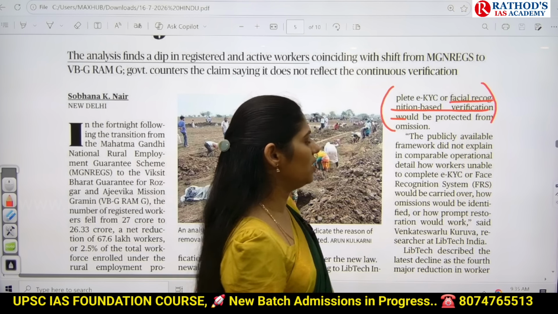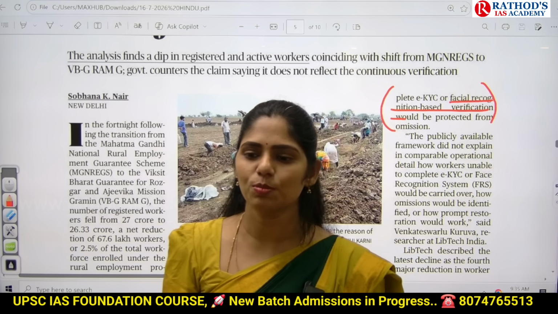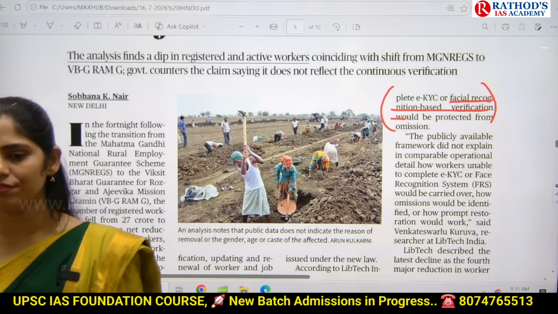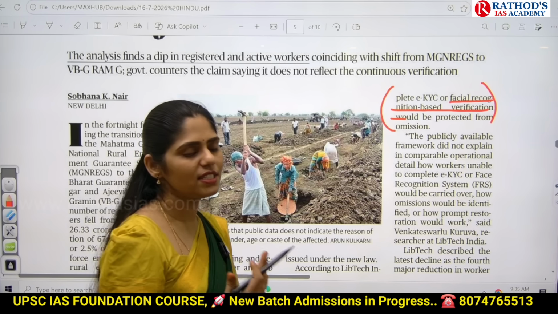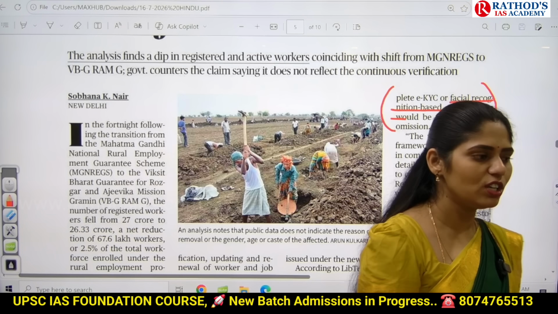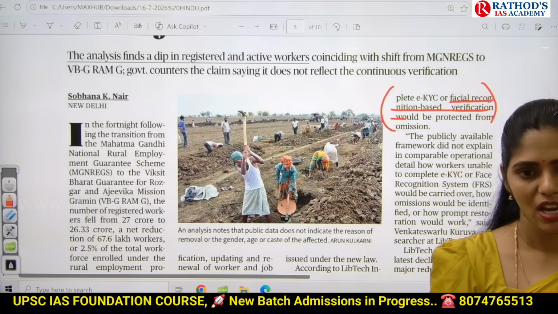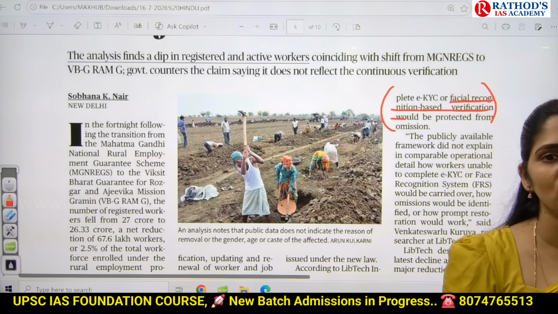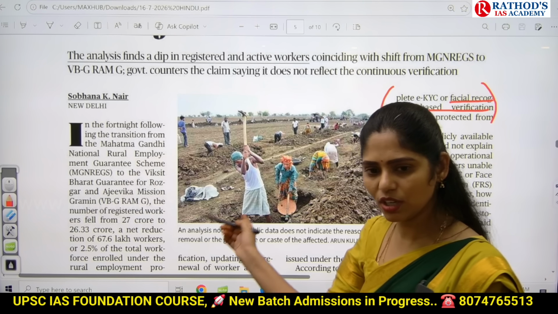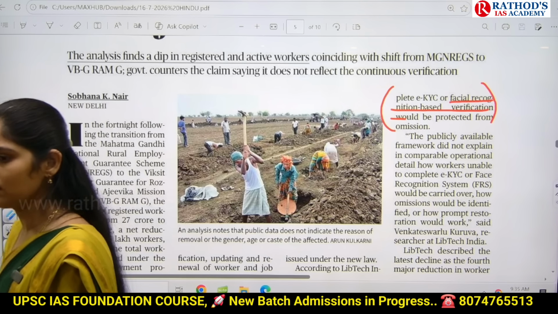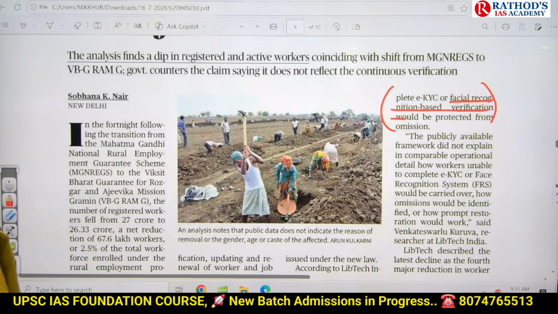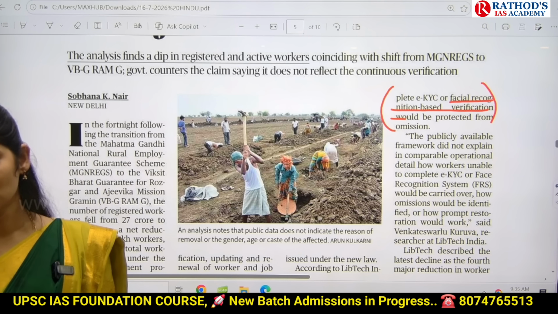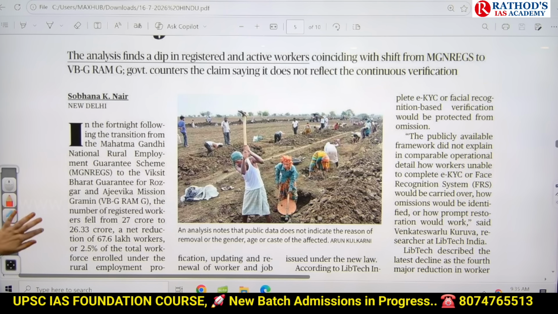And next one here is, now this scheme is a centrally sponsored scheme. That means the state has to bear some amount of funds. Already states are facing lots of financial constraints. And because of this, again, they are not taking more registrations of workers. States themselves are not showing interest to implement this. These are the two major reasons why there is reduced registration of workers.